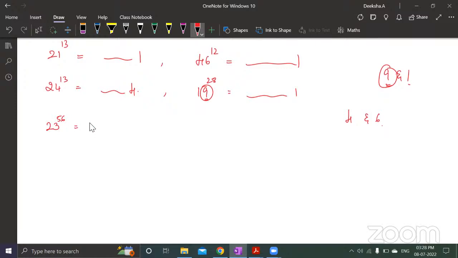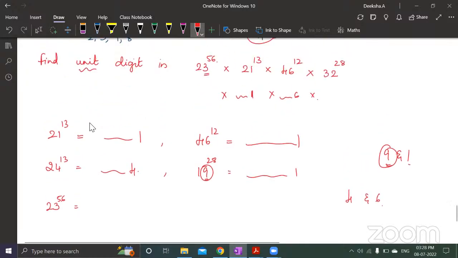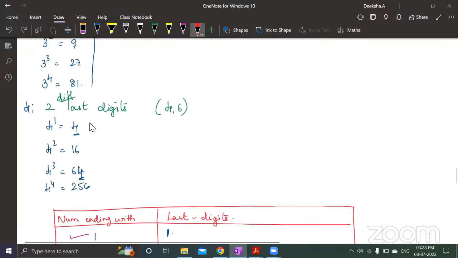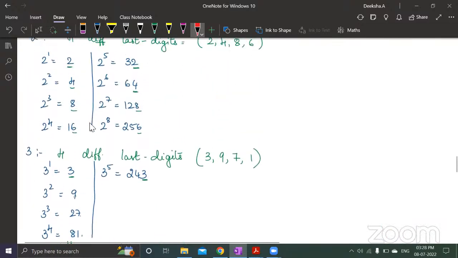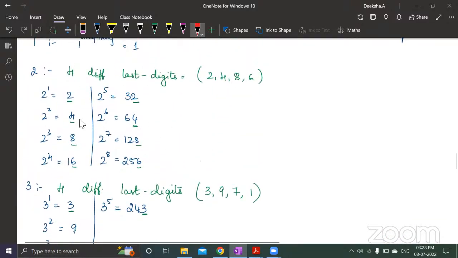Here, you should know what the last digit is. To find that, understand the pattern. This 2 power I have written, no? Understand this pattern. If the power is 1, 2, 3, 4, I am getting the last digits as 2, 4, 8, 6, right? Again for 5, 6, 7, 8. So for the increasing powers, the last digits are going to repeat in a cyclic pattern.